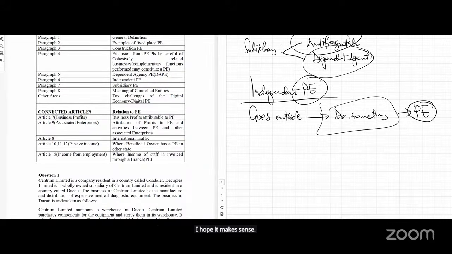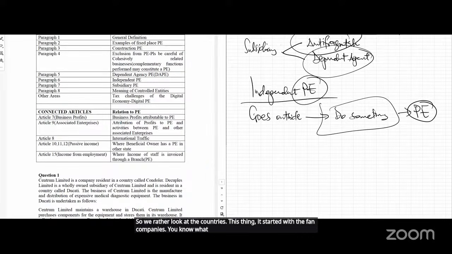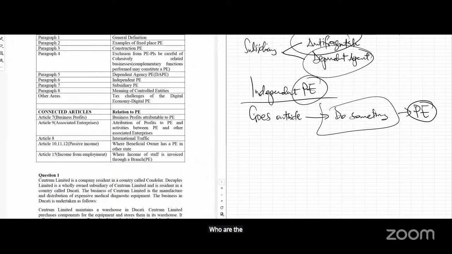You know, it is difficult to actually see where we are getting our income from. So we rather look at the countries. This thing started with the fund companies. Do you know what we call the fund companies? Facebook, Amazon, Netflix, Google. So these ones are the companies, are you getting it?